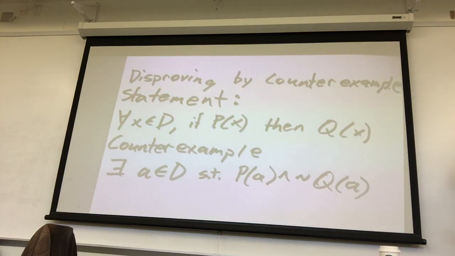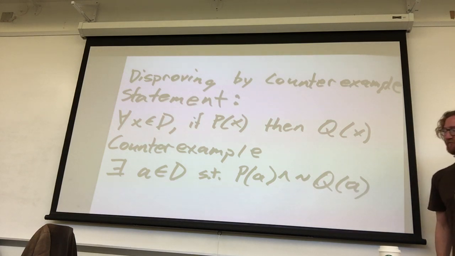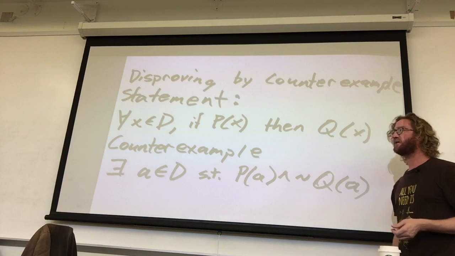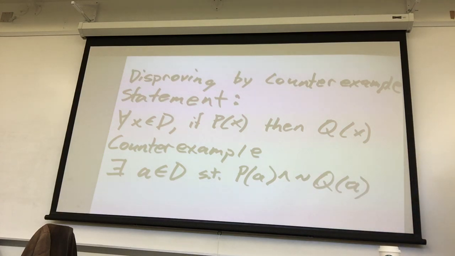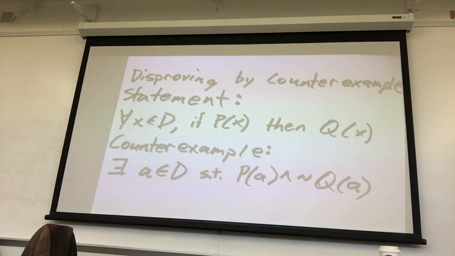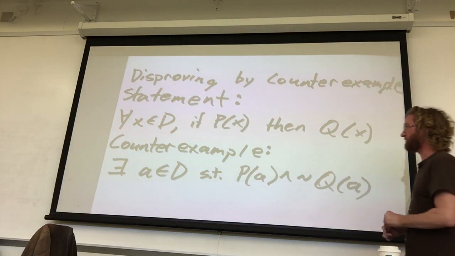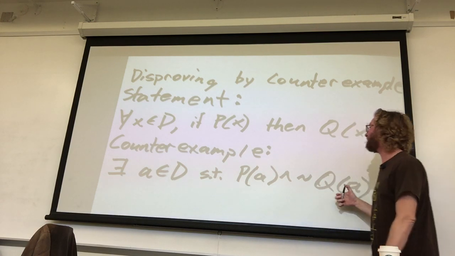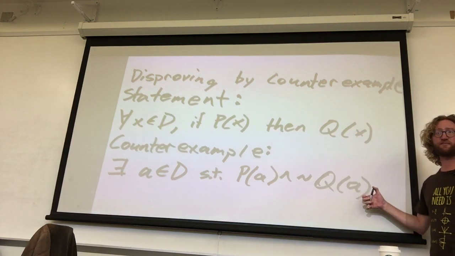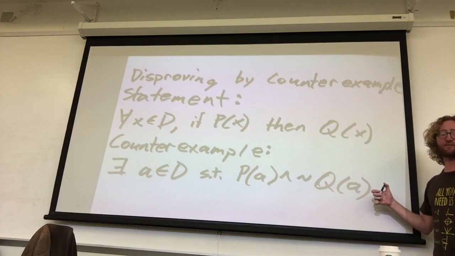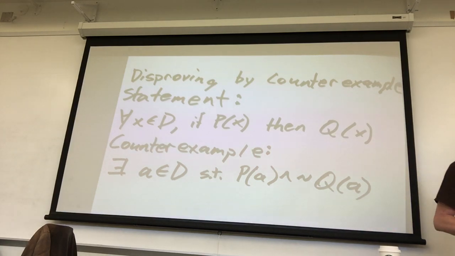So in the formal symbols that we use, what is meant by those? This statement says that for every x in the domain, if P of x is true, then Q of x is true. To find a counterexample to that, all you need to do is find one example in the domain such that P of A is true, but Q of A is not true. Okay, that's what's meant by a counterexample.